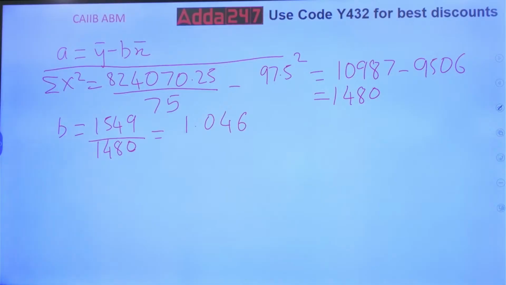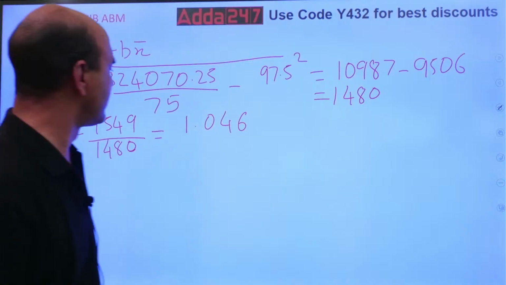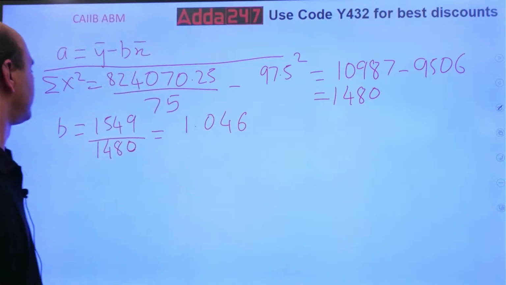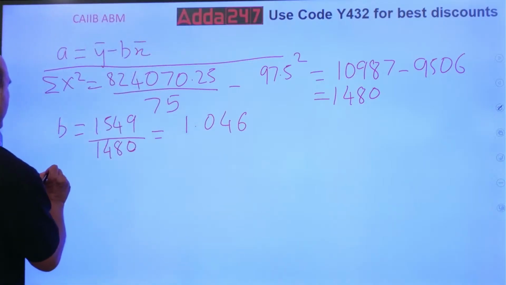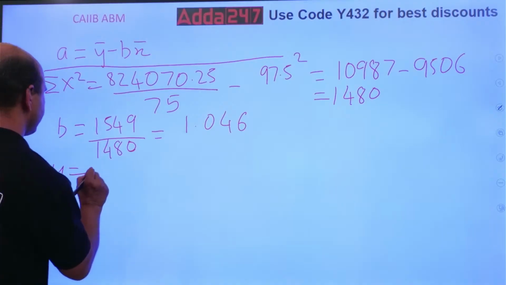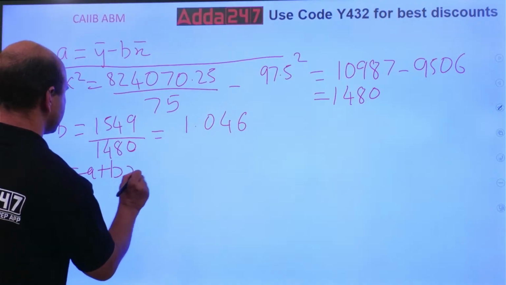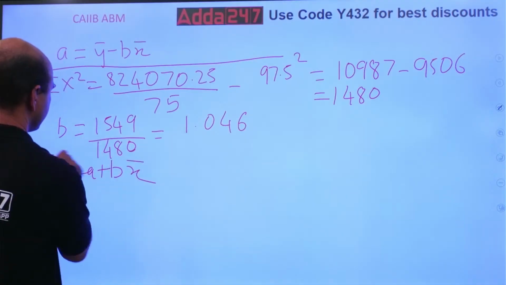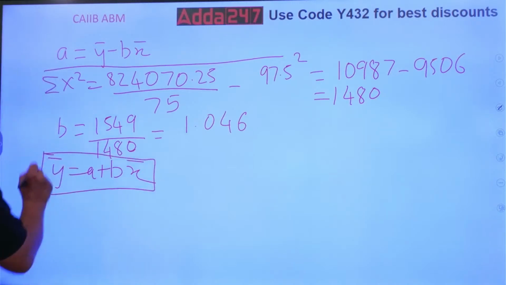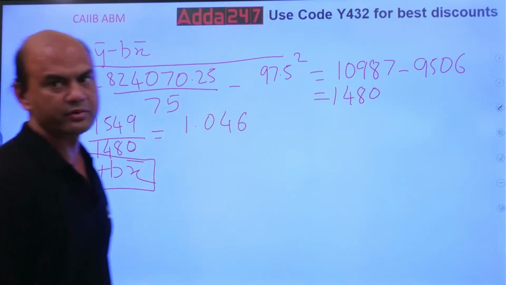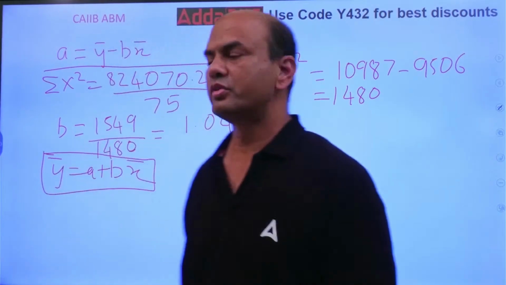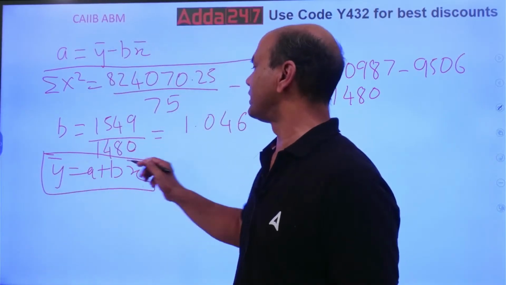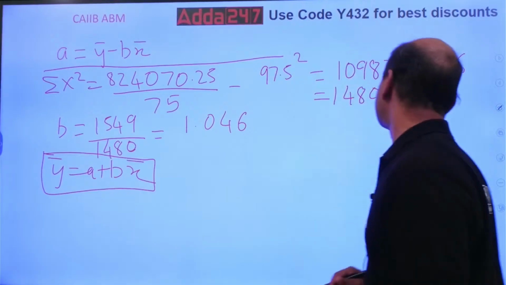Yes? Got it? So B is done. Now A. But for A, what do you do? Y equals A plus Bx. This is the equation. Substitute y bar and x bar over here. So you will have to write it now, y bar and x bar over here. So you know both y bar, x bar. You know B also. So what is y bar now?